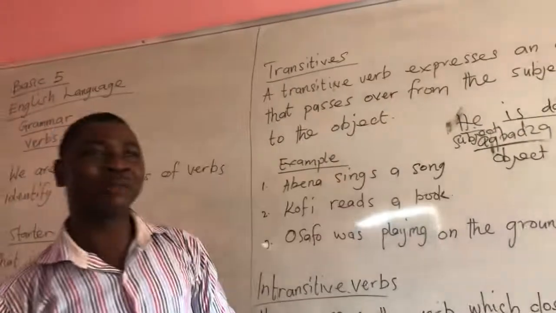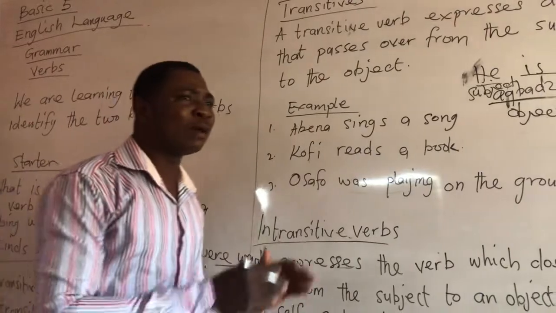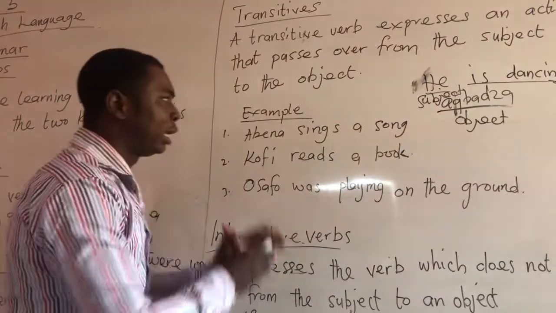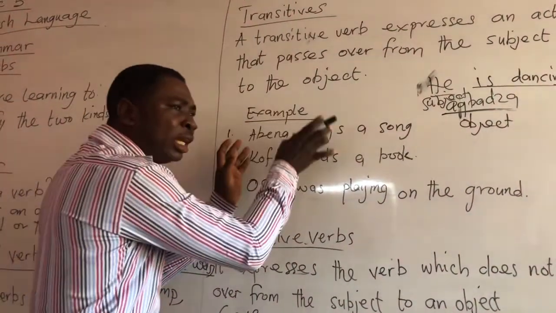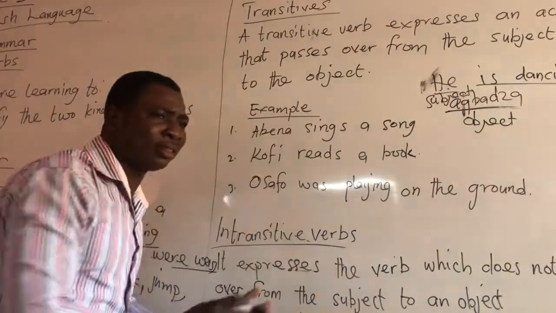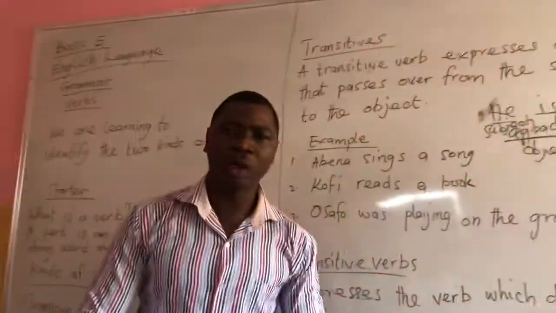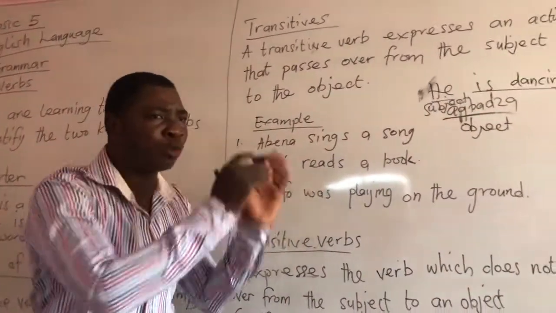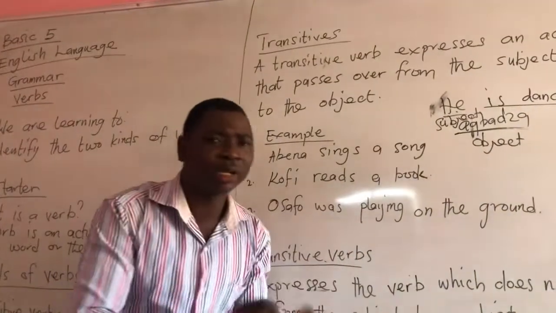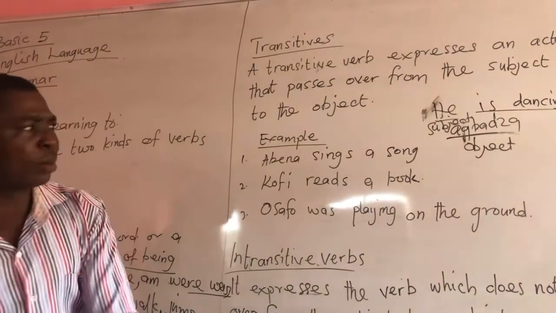Okay. When we say a transitive verb, we are saying that the verb has the subject and also has the object. Someone is performing the action, and the action is happening to someone or something. When you see that, then we say that the verb there is a transitive verb. Let's take some examples.